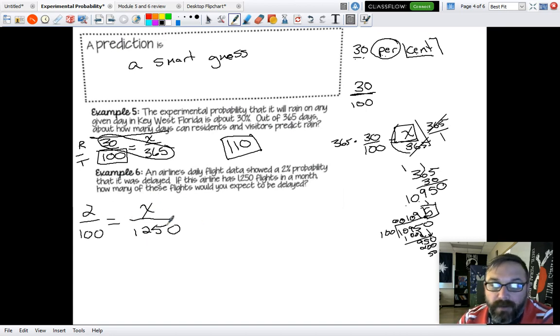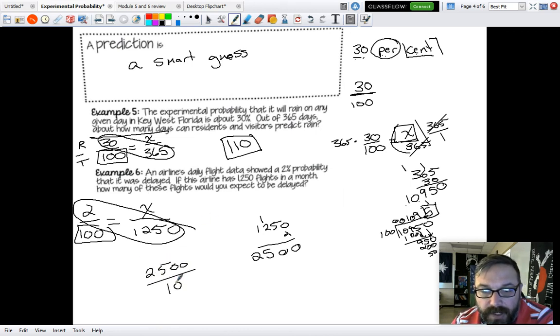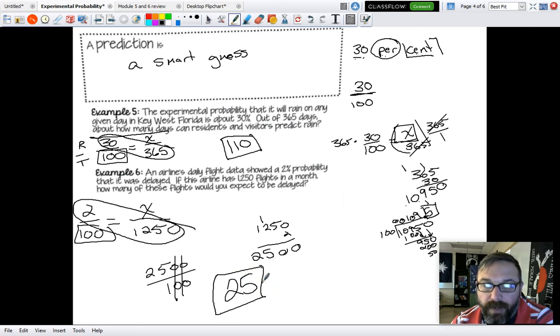Well, I'm in the same setup as before. I just multiply both sides by the denominator and then divide. So 2 times 1,250: 0, 0, carry the 1, 4, 5, and 2, 2,500. And now I'm going to divide by 100. But actually, if I set it up as a fraction, I know that I can just divide out those tens, and that gives me 25.